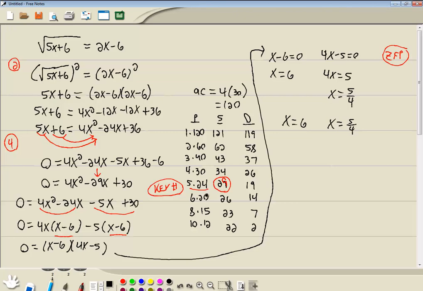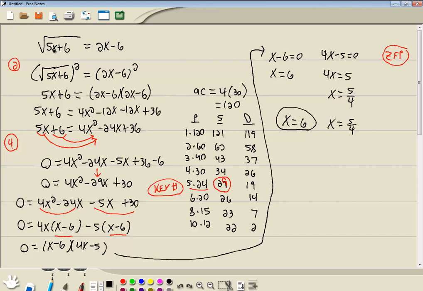But we can't forget step 5. Step 5 says check your answers. Let me put 6 back in. 5 times 6 is 30, plus 6 is 36. Square root of 36 is 6, so this side is 6. If I put 6 over here, 2 times 6 is 12, minus 6 is 6, I get 6 equals 6. So that checks.